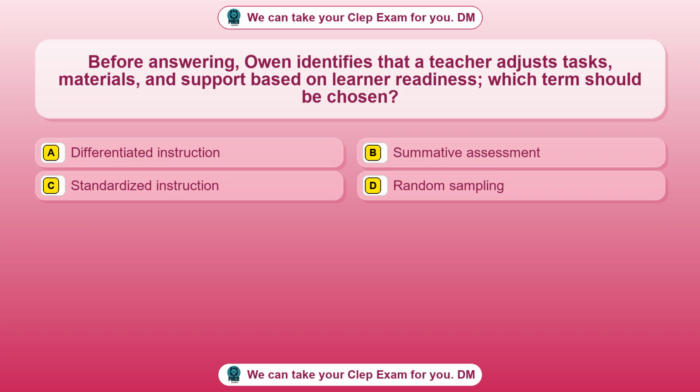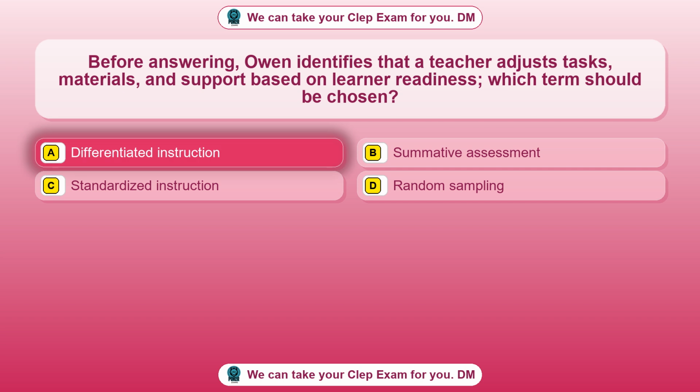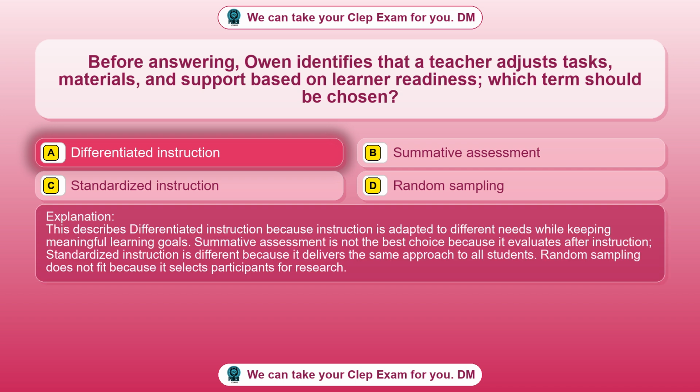Question 50. Before answering, Owen identifies that a teacher adjusts tasks, materials, and support based on learner readiness. Which term should be chosen? Option A, differentiated instruction. Option B, summative assessment. Option C, standardized instruction. Option D, random sampling. The correct answer is option A. Differentiated instruction. This describes differentiated instruction because instruction is adapted to different needs while keeping meaningful learning goals.